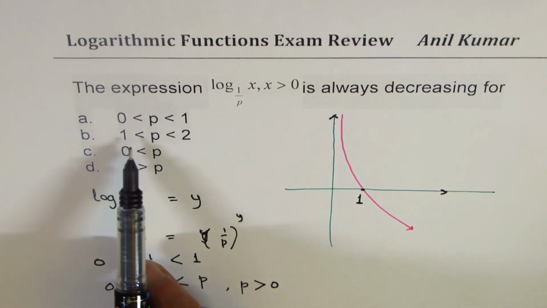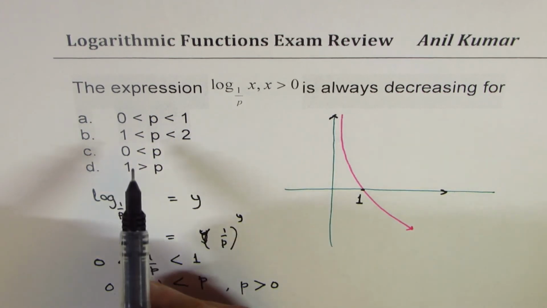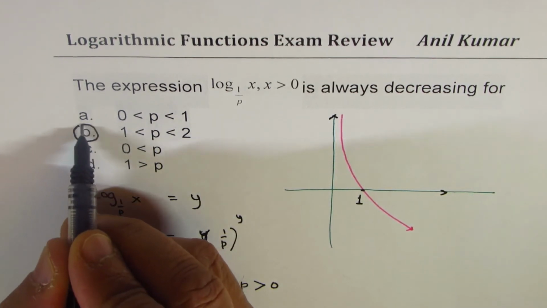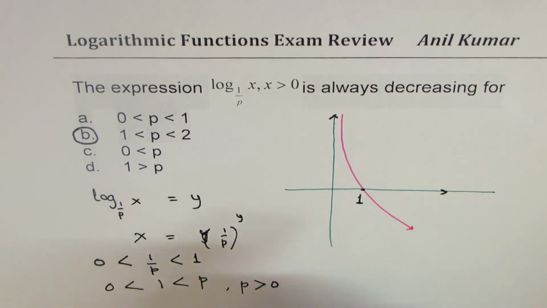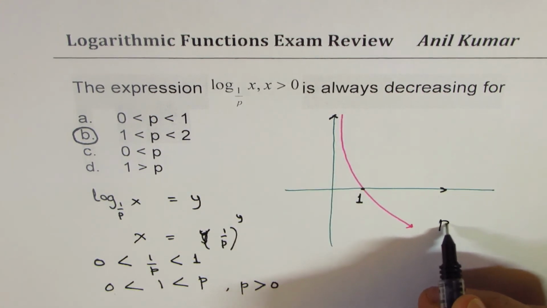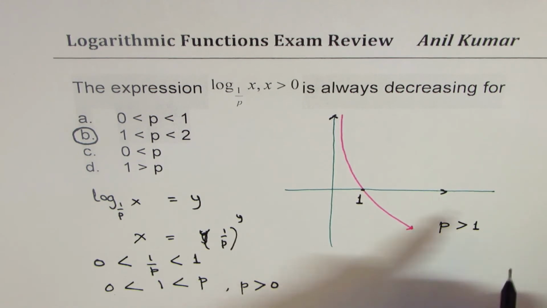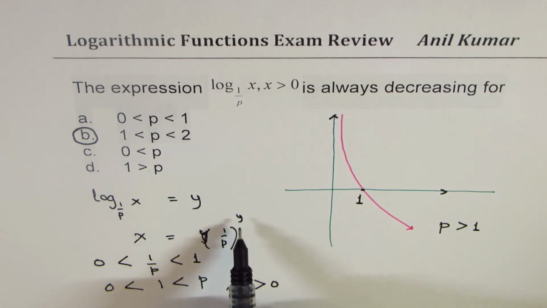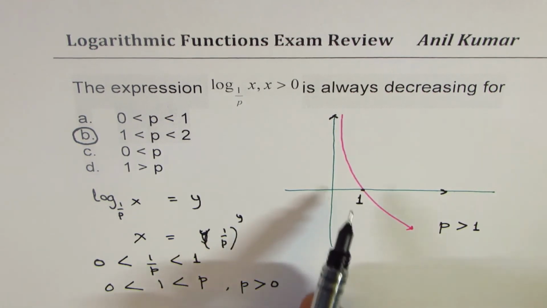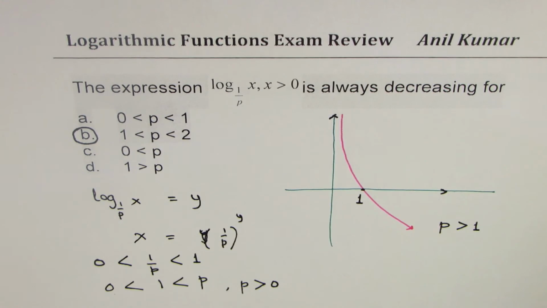Now, we really don't have this option here, but option B works for us. Since p is between 1 and 2, it will also result in an always decreasing function. You get an idea, right? So truly speaking, we get this kind of a graph when p is greater than 1, correct? So if we have something like this to the power of whatever, we'll have an always decreasing graph, as you learned in exponential functions. So let me sketch an exponential function for this.